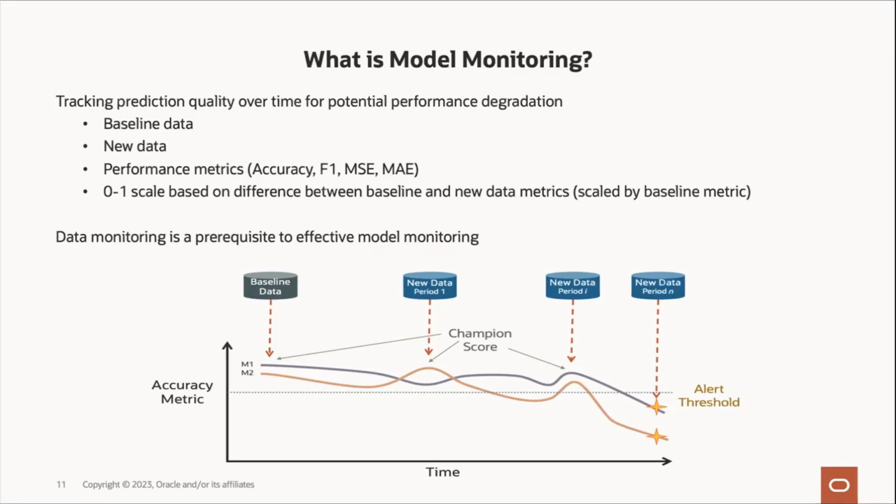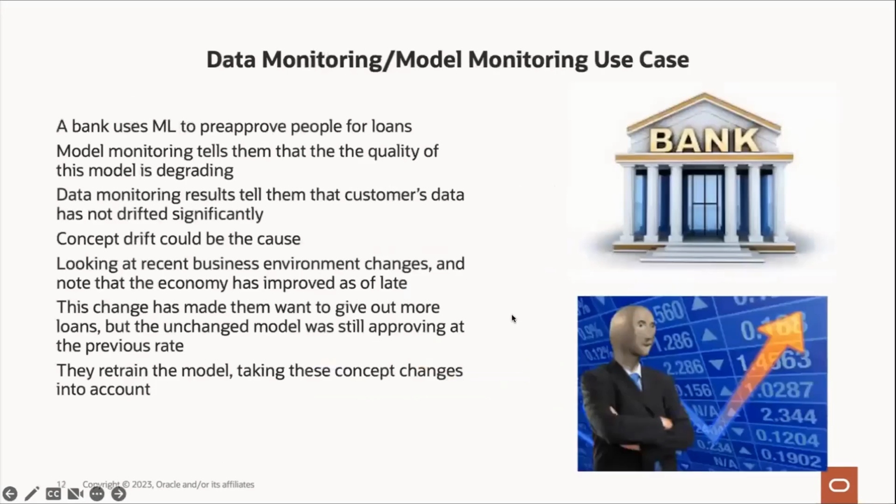So next, we're going to talk about an example use case for model and data monitoring, how a real-world company might use these concepts with one of their production models. So in this scenario, say we have a bank and they use a machine learning model to pre-approve people for loans. Their ML team sees that their model monitoring results tell them the quality of this model is degrading, so they look to figure out why.